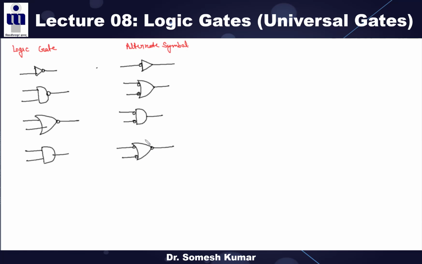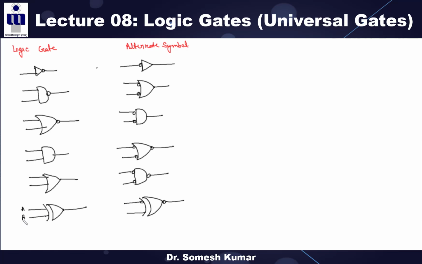This can be the symbol for the AND gate. Similarly, for the OR gate, this may be the symbol. Similarly, for the XOR gate, the alternative symbol is this. You can verify this by giving the inputs like A and B.